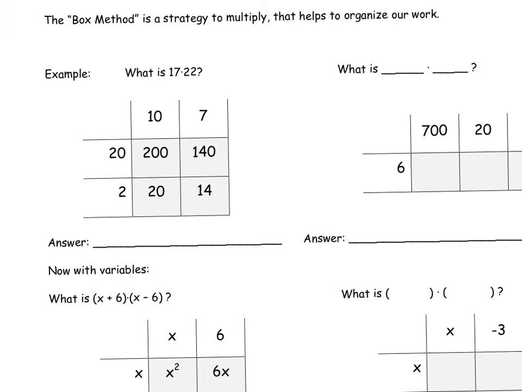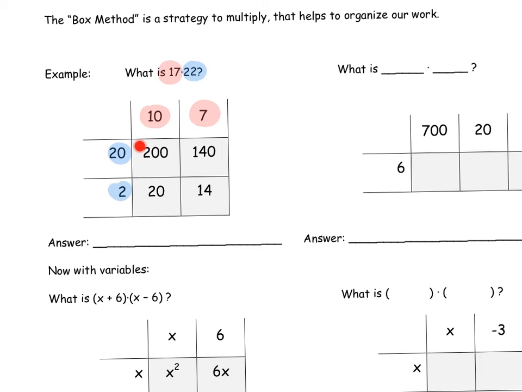So the first problem says, what is 17 times 22? And these are pretty big numbers, not able to do that without a calculator. So what we're going to do is take 17 and break it up into two numbers, 10 plus 7, that equals 17. And we're going to take 22 and break it up into two numbers, 20 plus 2. And it makes these multiplication problems a lot easier.